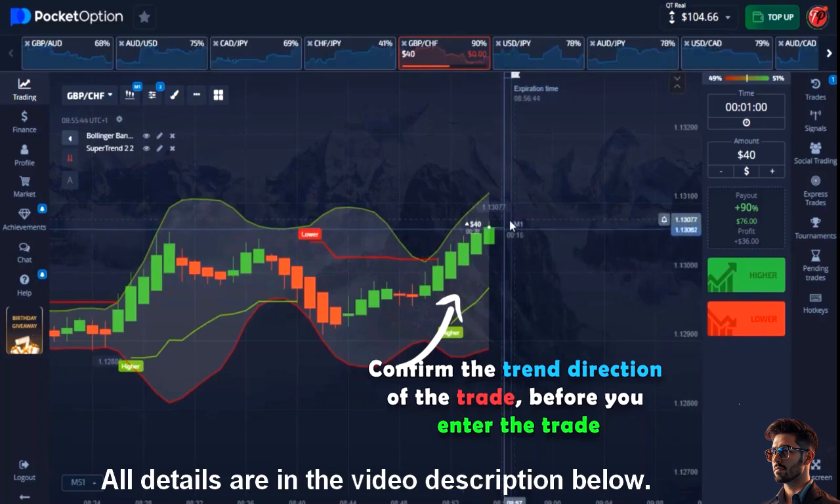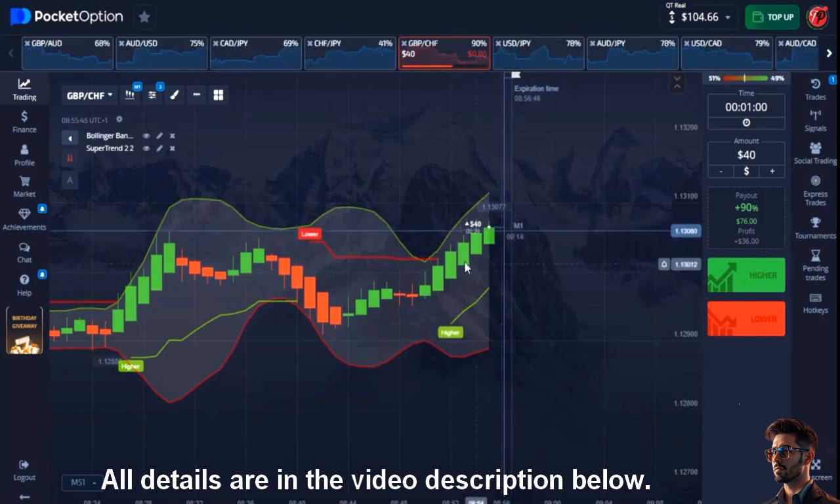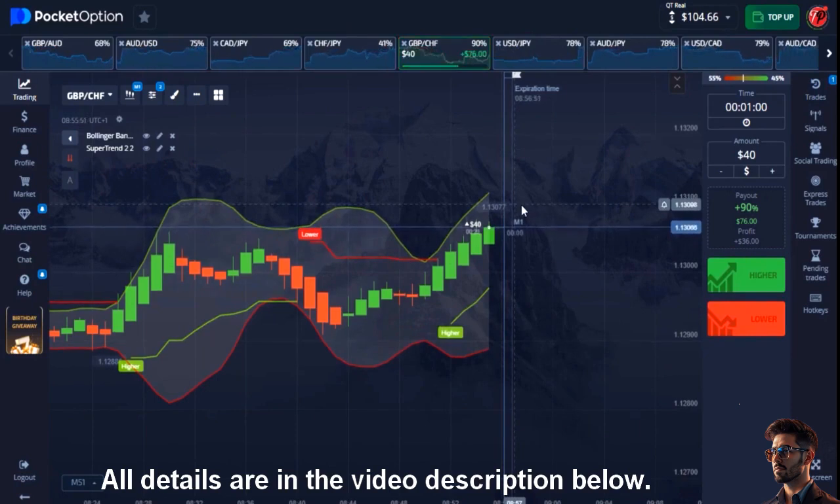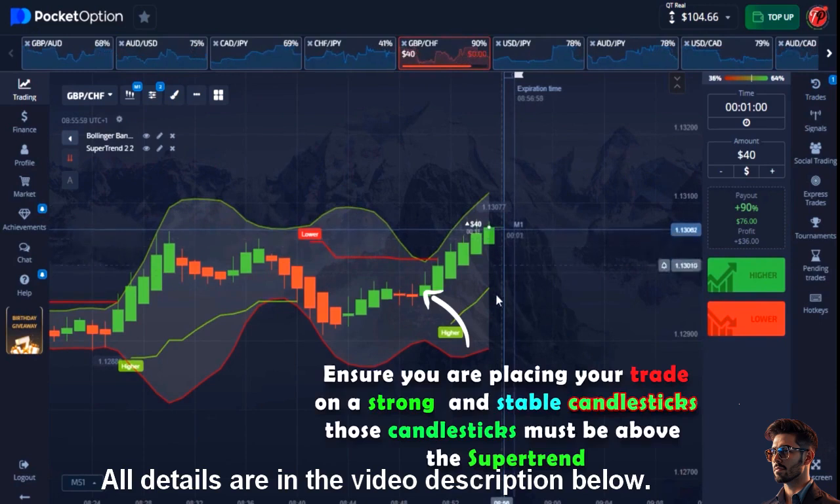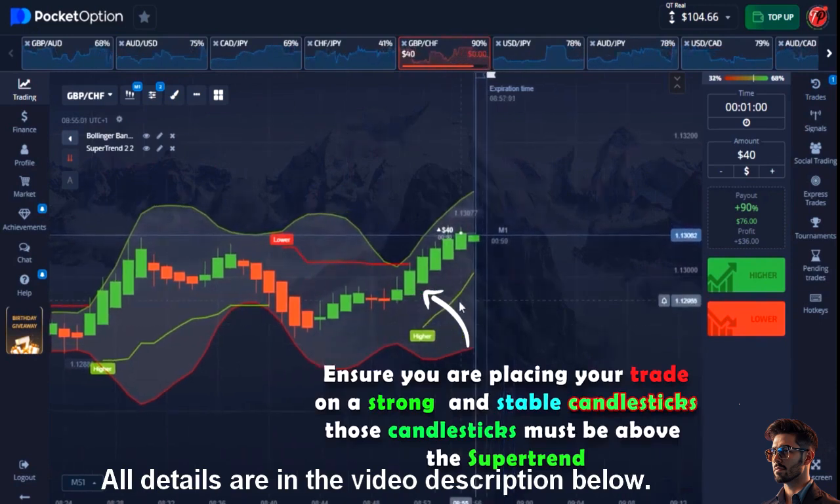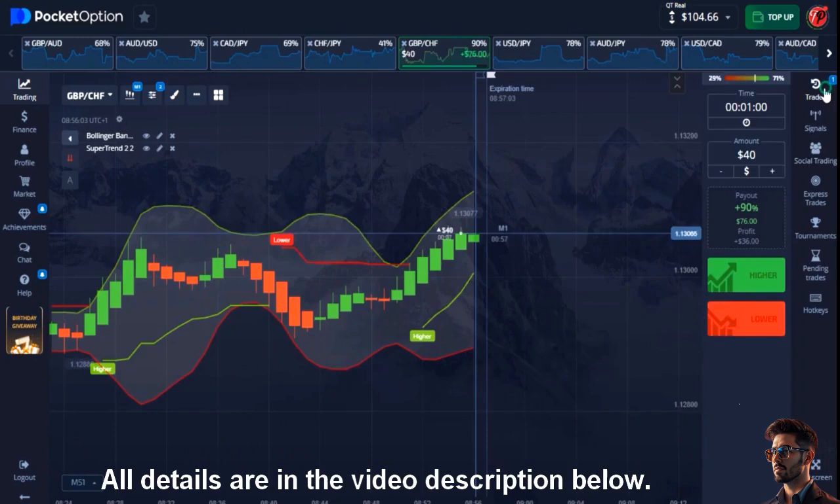And what I normally do is to confirm a very strong trend in some scenario. All right, so when you say that the trend is very strong, it's actually a perfect moment for you to place the trade. All right, so the last thing you need to do is to always make sure that all the candlesticks you're placing your trade on are actually above the super trend indicator. It's very important.